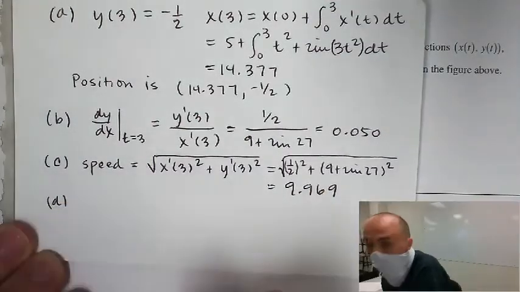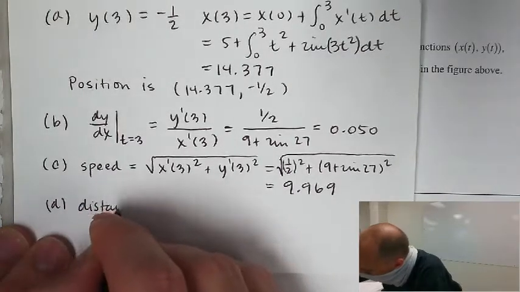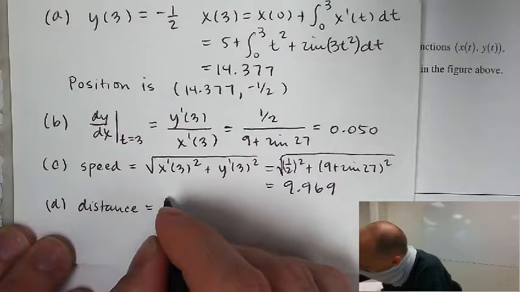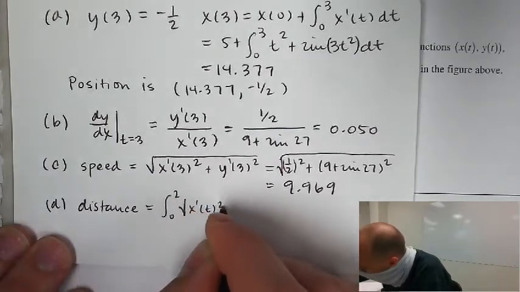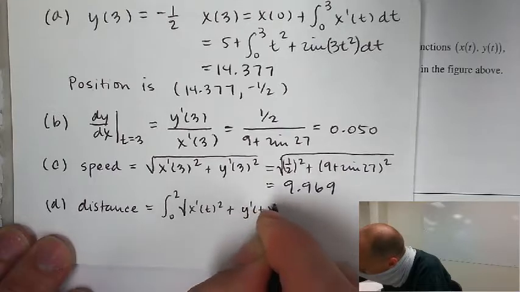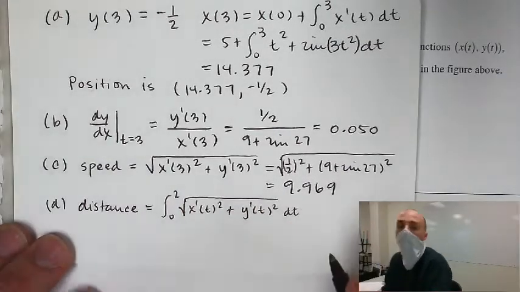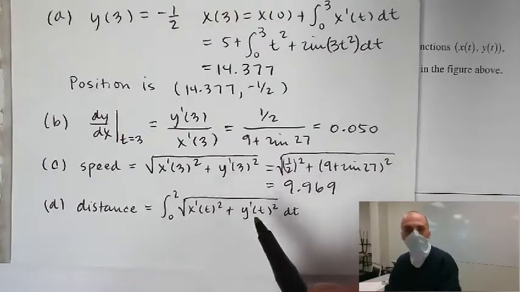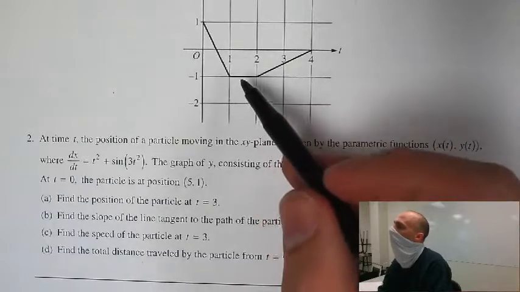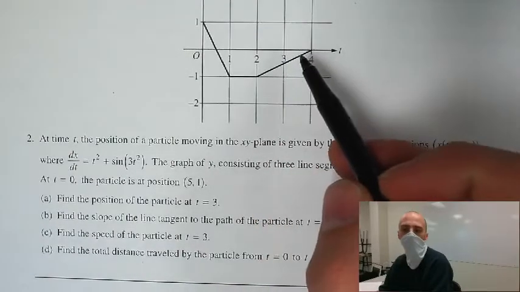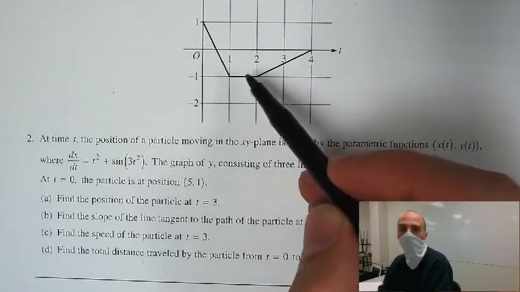D, total distance traveled. That's where we're going to integrate speed. Distance on 0 to 2 is going to be equal to the integral from 0 to 2 of the square root of dx dt squared plus dy dt squared with respect to t. But the thing is, I don't have a formula for y prime. If we look over here, y prime is -2, and then it's 0, and then it's a half. So since we're only integrating from 0 to 2, I'm going to split this up into two different cases.